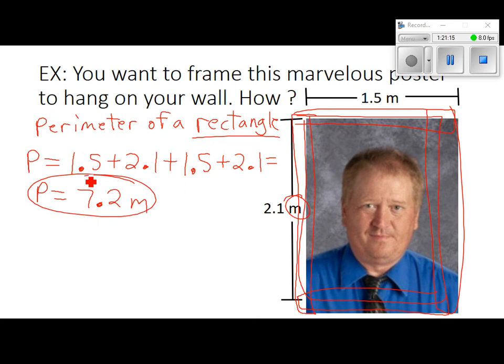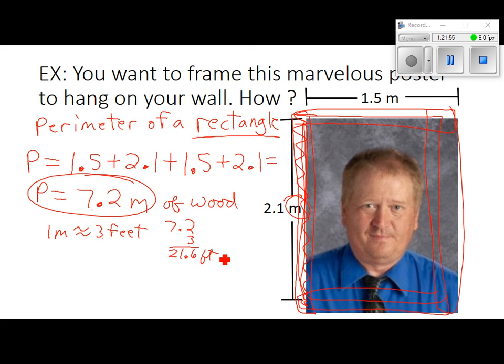That means we need about 7.2 meters of wood. If we're making this frame out of wood, then we need that to put around this picture. And I know that confuses a lot of you because you're used to feet and inches. Just remember that 1 meter is about 3 feet. So if we were going to run to Lowe's and buy some boards, we just take 3 times 7.2 and we get 21.6. So we need about 21.6 feet.